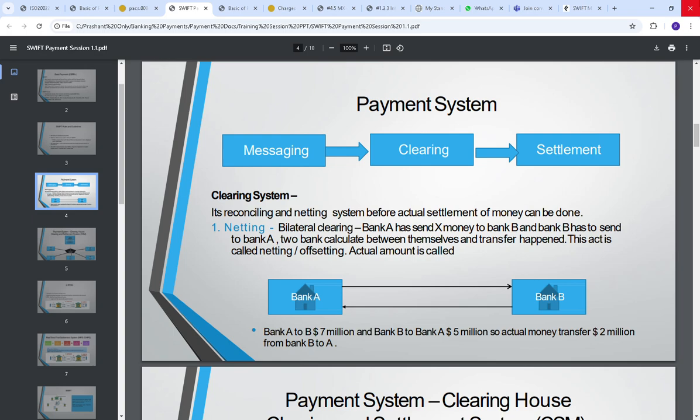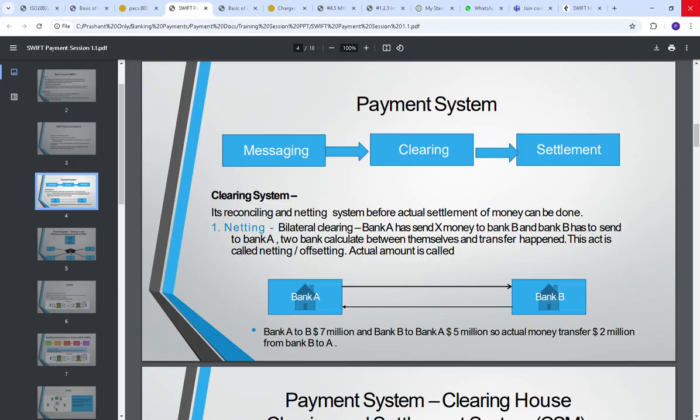But what the netting principle of the clearing system says is, instead of sending both payments at the same time, what can we do? You can do the netting. It means you can calculate the difference between the two payments, and only that difference you send instead of sending all the payments. So that is ideally called netting.